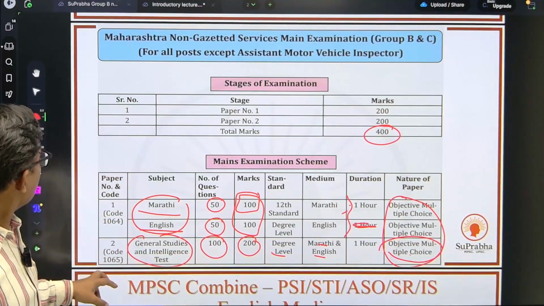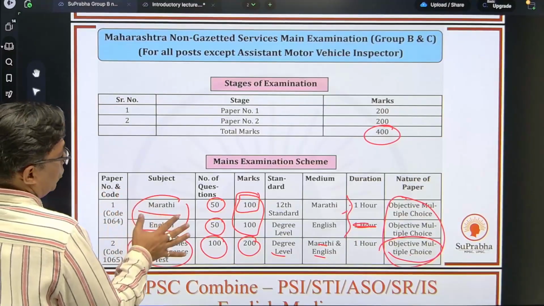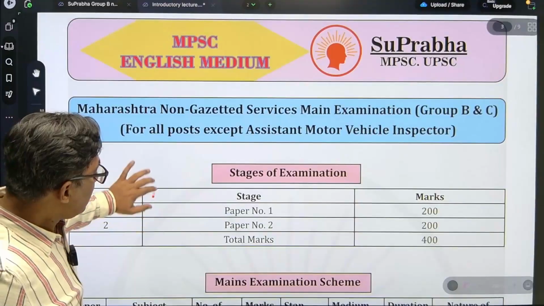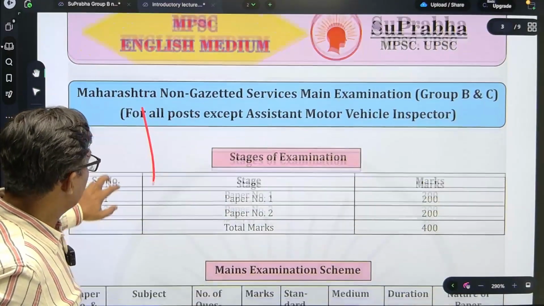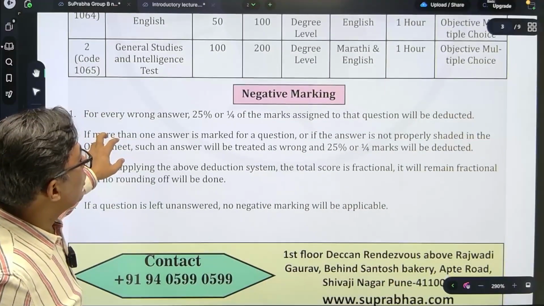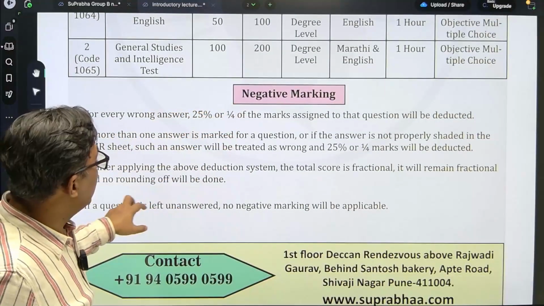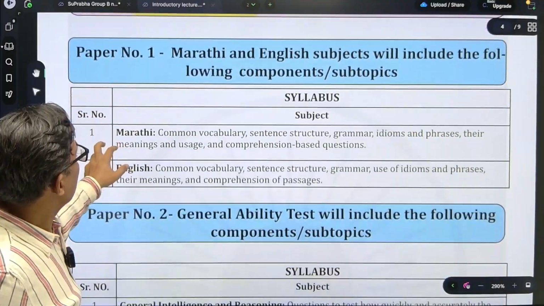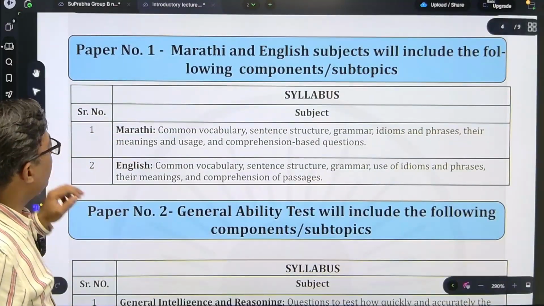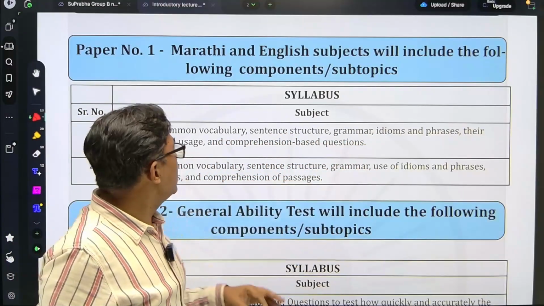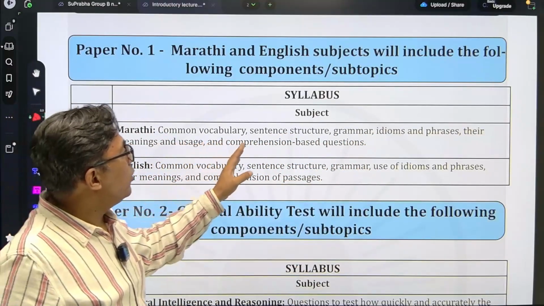Now, if you look at the syllabus of mains, you have these 2 papers. In mains also you have negative marking since it's an MCQ. Let's look at the syllabus. For Marathi and English, the syllabus is the same. It's common vocabulary, sentence structure, grammar, idioms and phrases, their meanings and usage, and comprehension based questions.